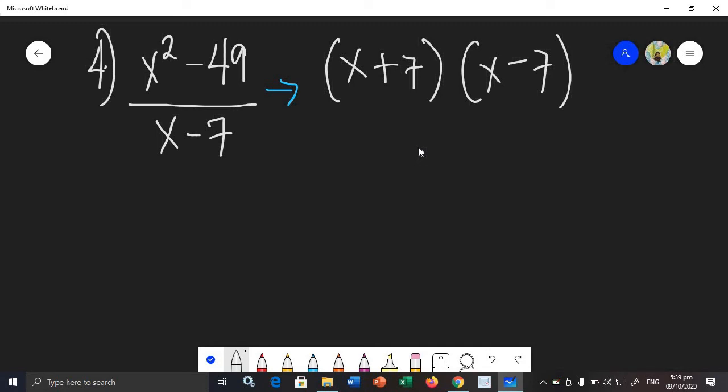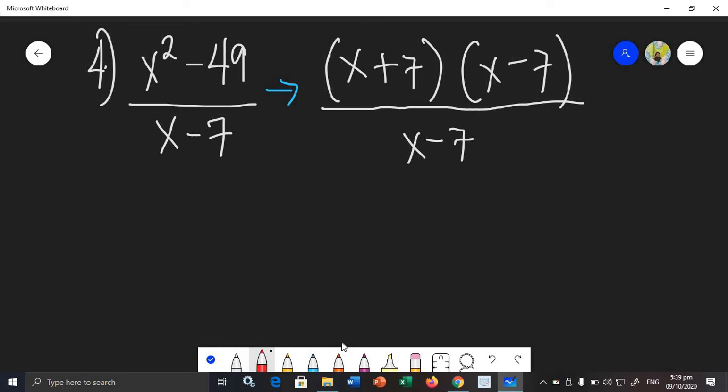Saan po nakuha yung x, ma'am? Saan po nakuha yung 7? Kinuha po yung square root. Kinuha yung square root nilang dalawa. Kaya yun nakuha. Tapos, yung sign is, other binomial is positive, the other one is negative. Okay? So, yun na yung factor nun. And then, si x minus 7, factorable pa ba to? Hindi na siya pwedeng i-factor. X minus 7 na siya.